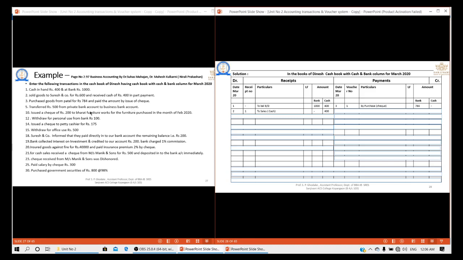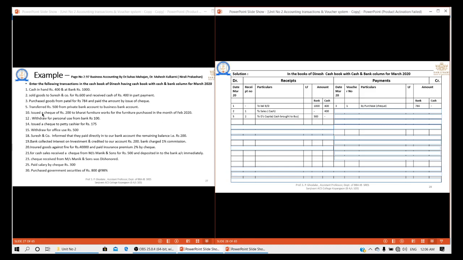So now it is transferred from other account to the business account. So in business bank account the cash is coming. So here on fifth we have received the cash. So to D's capital, that is cash brought to business. How much? In bank column we have received 500.